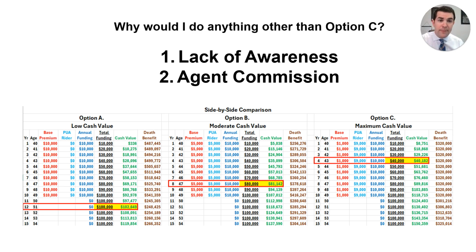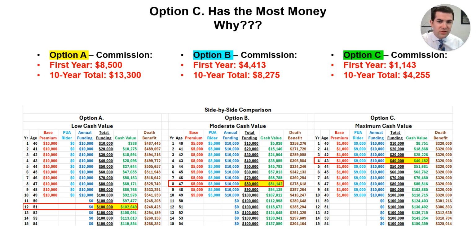So here's what I would be paid with options A, B, and C, and this is exactly what our compensation rates are with this insurance company. So we've got the first year commission, as those typically are the heaviest with whole life insurance products, and then we've got the 10-year total, which includes the renewal commissions too. And typically you'll see this. The more cash value a policyholder has up front, the less the commission is that's paid to the agent. That's usually how it works.